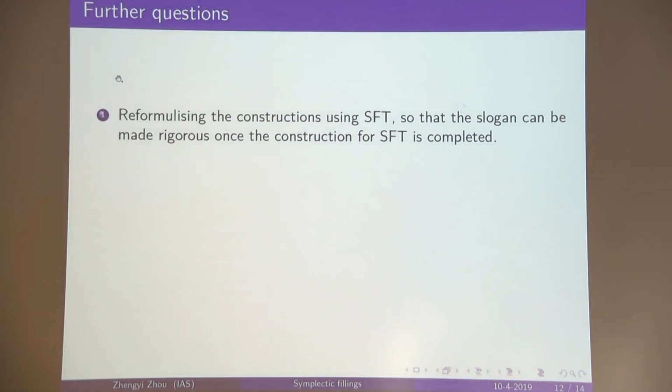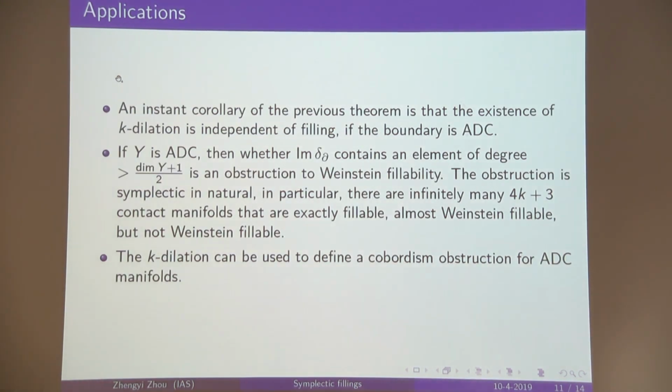Okay. Yeah. Can I ask for these non-Weinstein fillables, how simple can you make the topology of Y? For example, can you make Y be like a sphere even? No. So the example is we should start with some Liouville domain which are not Weinstein.